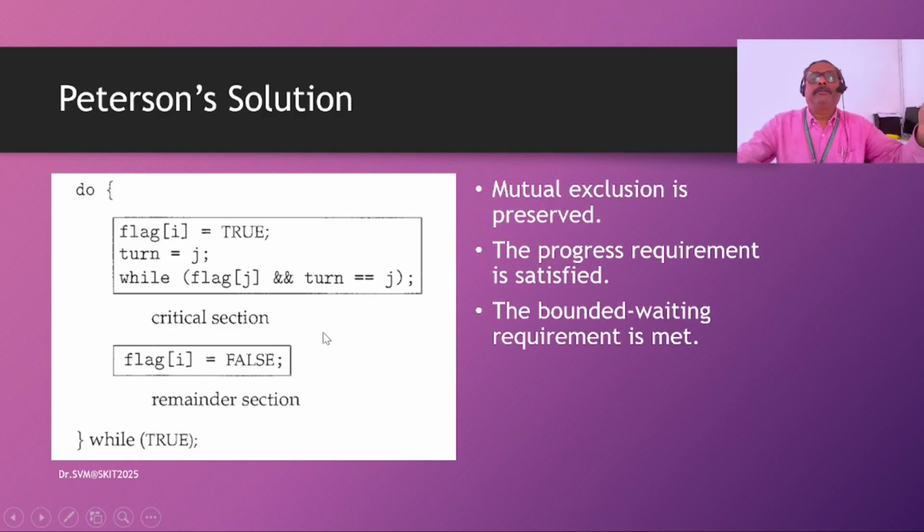And bounded waiting. Yes, because the critical section sometime has to end. The moment the critical section ends, the flag goes false, and if that flag goes false, then on the other side the while statement goes false, and hence it gets into the critical section. So therefore it cannot be unbounded waiting, it has to be bounded waiting.